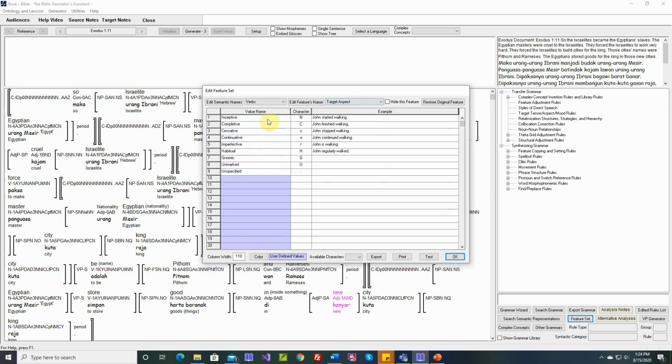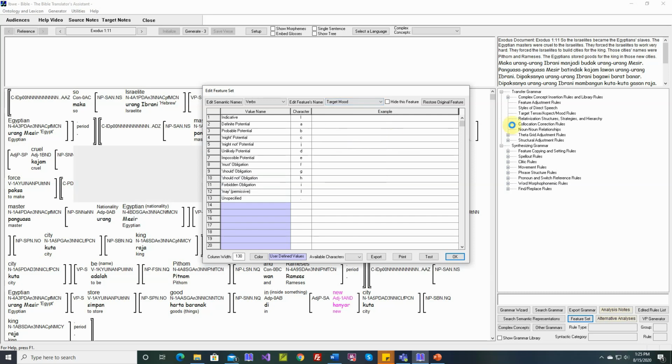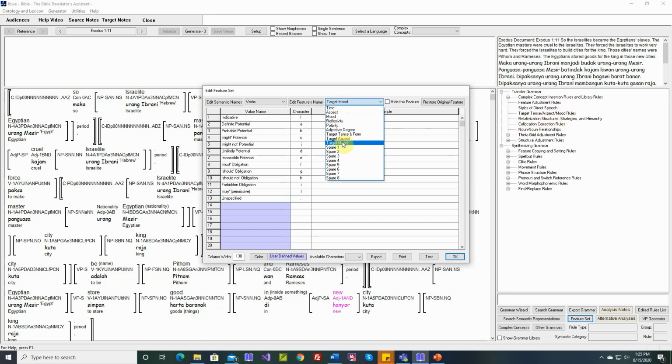Target aspect, these are the same as the other aspects that we saw earlier. We provide these values, and in a subsequent video when we talk about the target tense aspect mood rules, those rules copy the aspect to target aspect. And it's the same with target mood. The target tense aspect mood rules will copy mood to target mood.